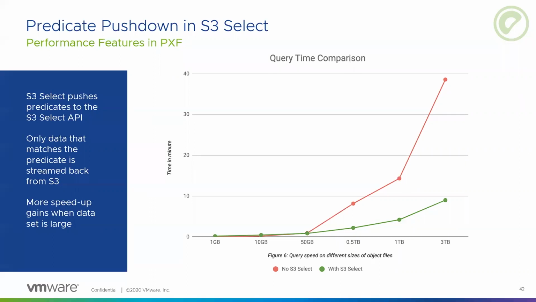With larger data sets, we can see that the benefit is greater. In the green line, we can see that scanning 3 terabytes of data with a predicate takes a little less than 10 minutes, whereas doing the filtering inside Greenplum forces us to transfer the entire data set, and then the filtering happens at Greenplum. And this query takes a lot longer, a little under 40 minutes to complete. So S3 Select is 4 times faster than the regular S3 access when accessing 3 terabytes of data.